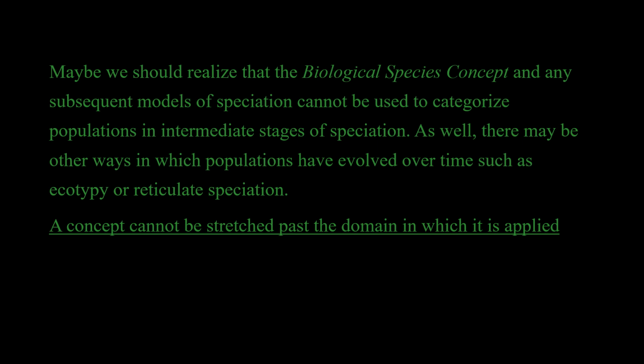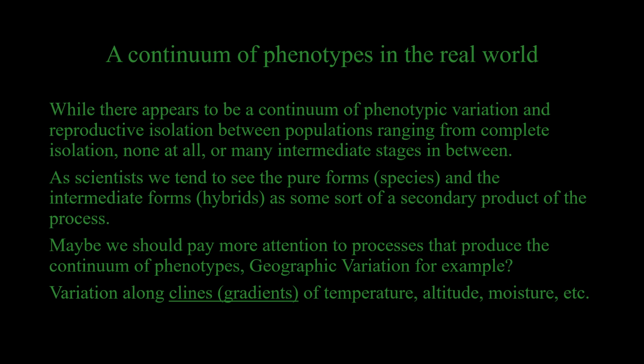In some respects, if you go out and look in the real world, you see a continuum of phenotypes. You see changes in animals within the same group, but of different species, in similar groups like bears or mammals or birds, or fish. You see this change in phenotypes over large areas and changes in the geography. So we as scientists want to see these pure forms and think of the hybrids as some other product, but maybe we just have to pay attention to this continuum of phenotypes, which we think of as geographic variation.